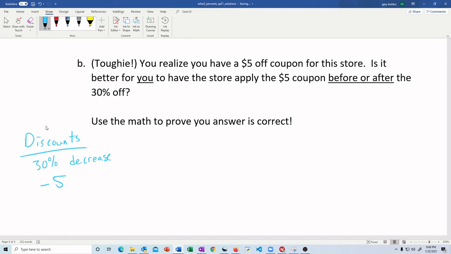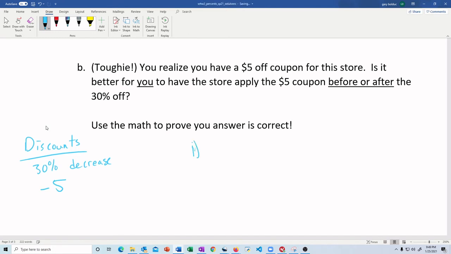So we have two options here, right? Option 1. What's option 1? Option 1 is percent first, then $5 off. Or you do the $5 off first, off the price, then you do the percent.